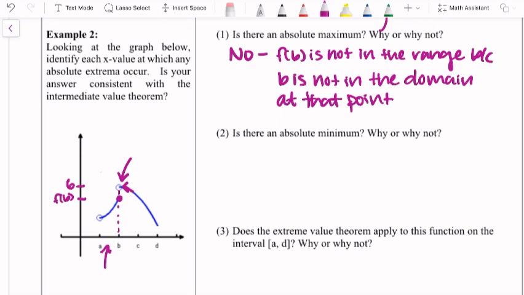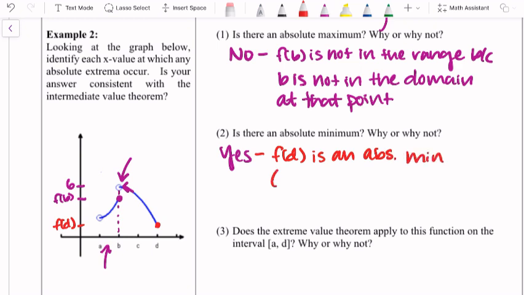Okay, question 2, is there an absolute minimum? Why or why not? I am hoping that you said yes. Let's think about why. Looking at our graph, it looks like it's occurring at D. There's actually a point there, like the point is defined there. This is f of D, so because D is defined at that absolute minimum point, there is an absolute minimum. So I'm going to say yes, f of D is an absolute min. D is in the domain.